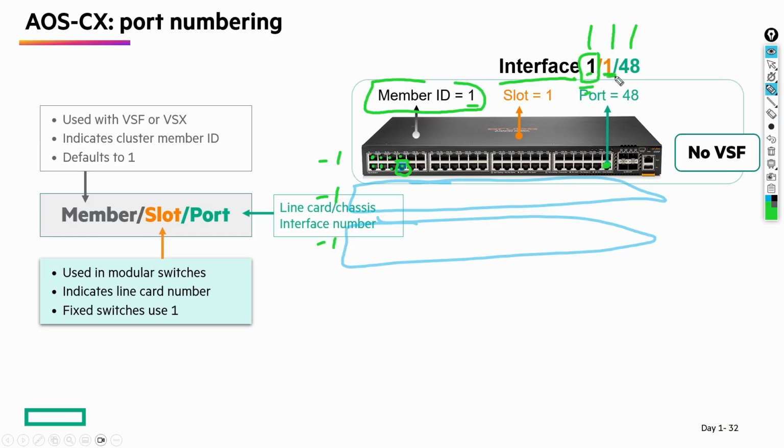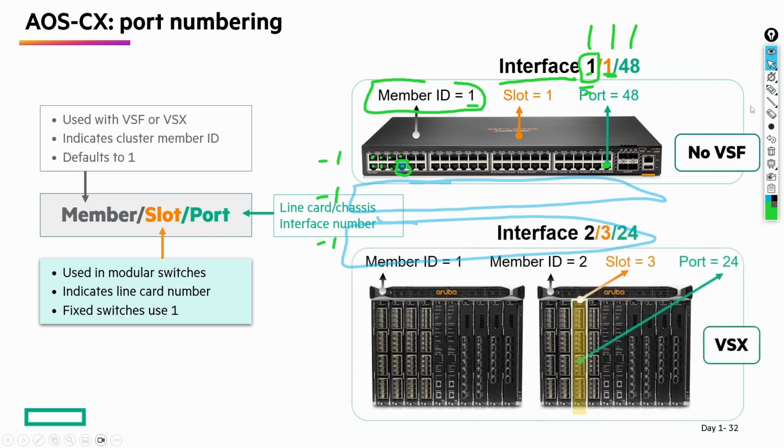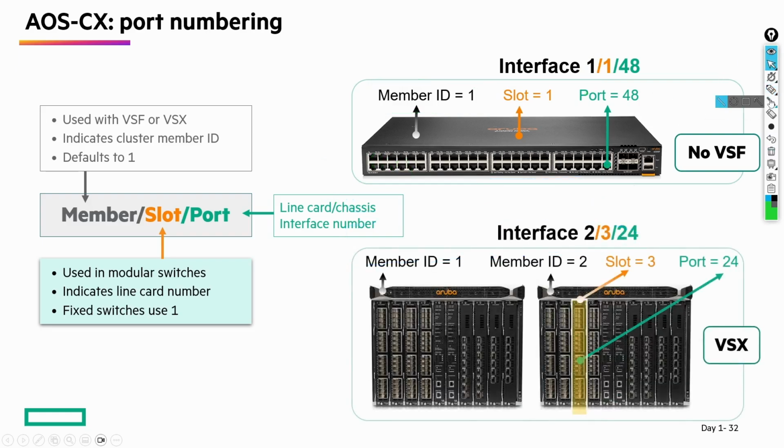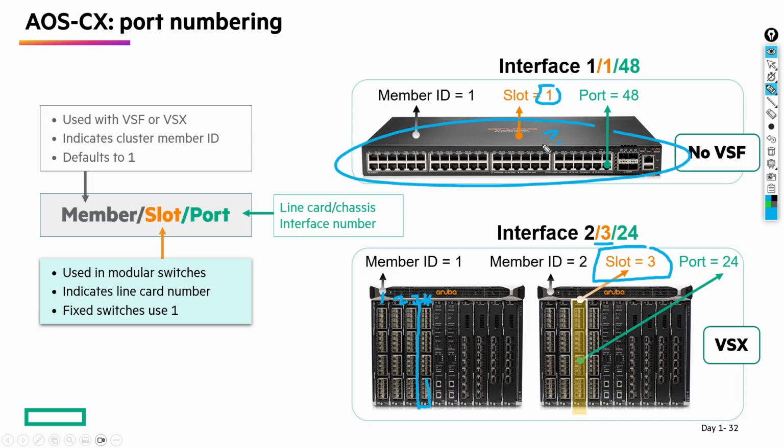The second number is for if it was a literal chassis, like this example down here where we have this chassis and we wanted to refer to the line card that we were interested in. Like let's say it was this line card right here. Well, the way we number the cards within our chassis is we use 1, 2, 3, 4, and it just continues along like I showed earlier. So the second number would be the slot number. If you don't have slots, then it's just 1. The whole thing is considered slot 1.